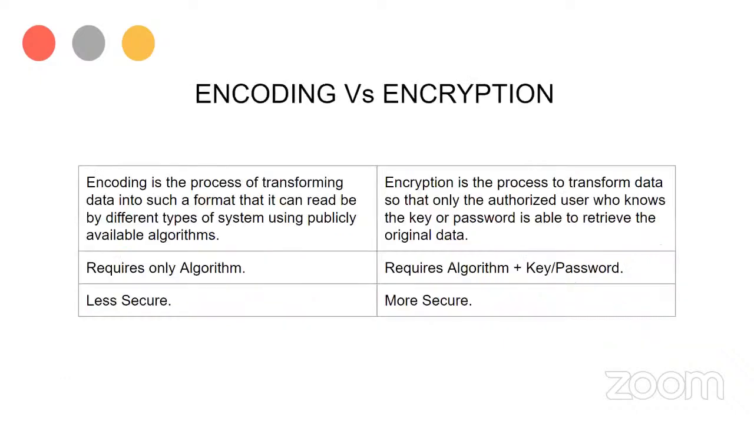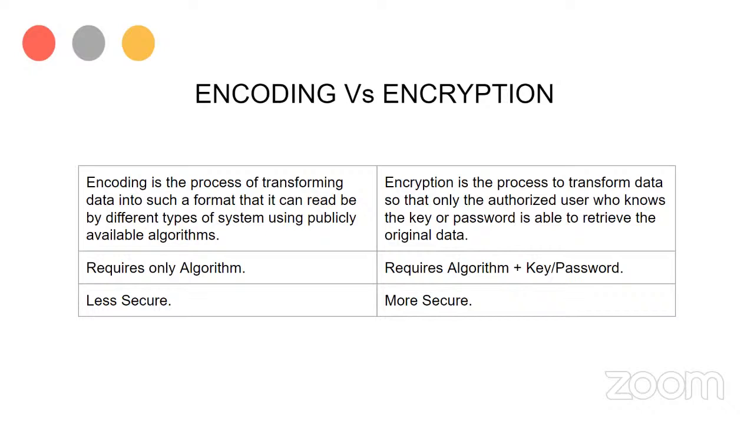There's a very common misconception between encoding and encryption. People have started using them synonymously. People think that encoding is the same as encryption. No, it's definitely not. In fact, encoding does not even count as cryptography. Encryption and decryption do, but encoding does not. I'll quickly define these two concepts so that we are all on the same page. Encoding is the process of transforming data into a format that can be read by different types of systems using publicly available algorithms.